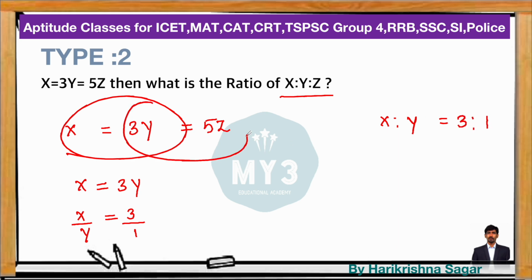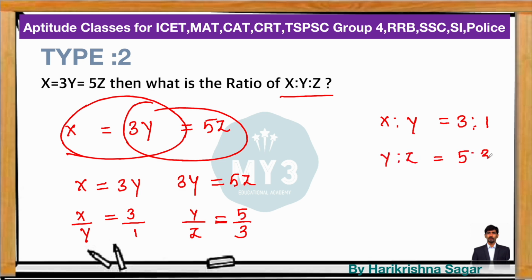And you are able to see that 3y = 5z. From this, we can comfortably write y by z = 5 by 3. That means y is to z is going to be 5 is to 3. So using this, getting a unique ratio is not a difficult task.